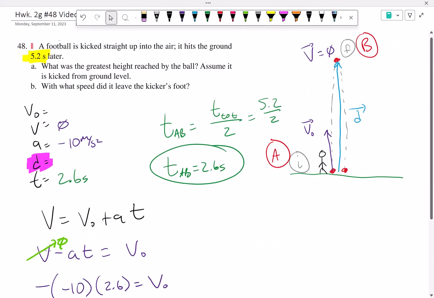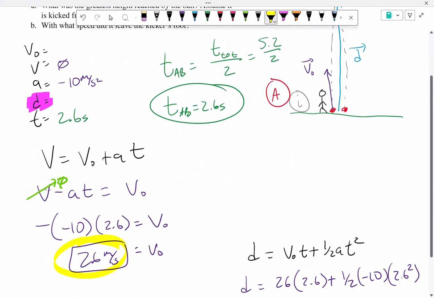Okay, and then it says, what speed did it leave the kicker's foot? Oh, I already calculated that. It's 26 meters per second. Haha. Did part B even without noticing it. So there's that. There's part A.